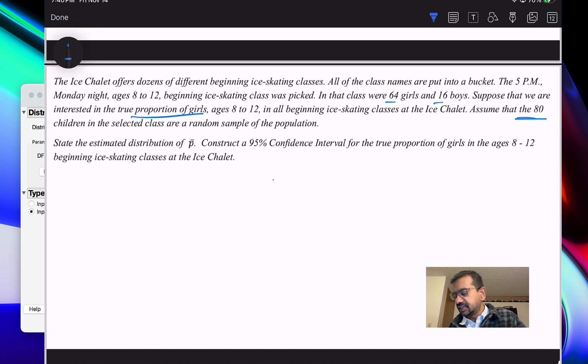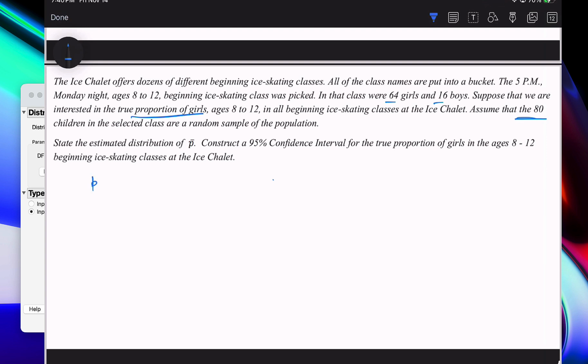So we can first calculate the proportion, and this is a sample proportion, and we will use this to get an interval for the true proportion of girls in the beginning skiing class in the age group of 8 to 12. So let's first calculate our sample proportion, which is given by our number of successes over total sample size. Our success being girl students would be 64, and our total sample size is 80. This gives us our p bar, or proportion of success, to be 0.8. And then our 1 minus p bar, which is the proportion of failure, would be 0.2.